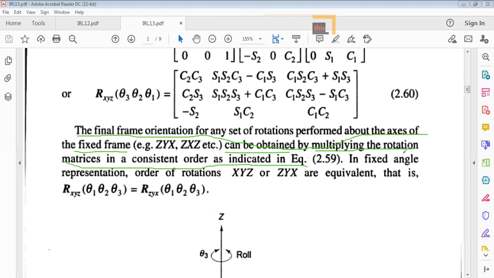Okay, so in fixed angle representation, the order of rotations, xyz or z by x, are equivalent. So that is either R xyz of theta 1, theta 2, theta 3, or R z by x of theta 1, theta 2, theta 3. Whatever the order may be, these are identical transformation matrices, rotation matrices.